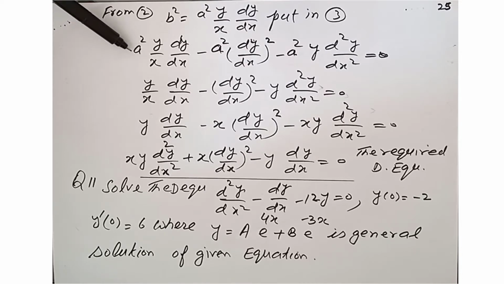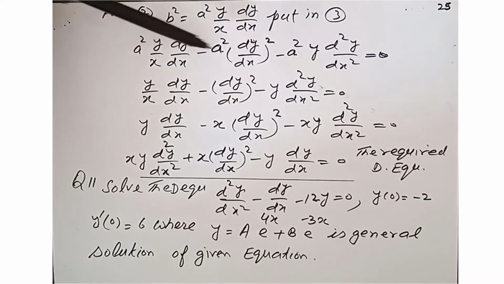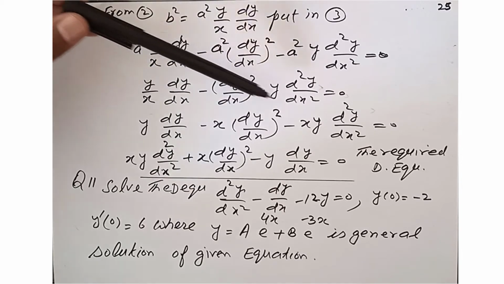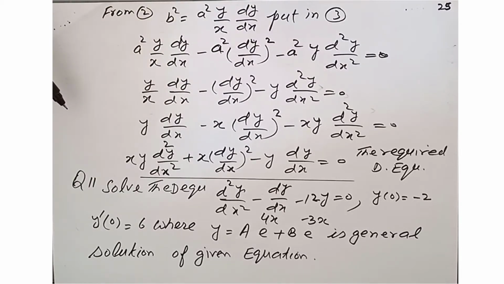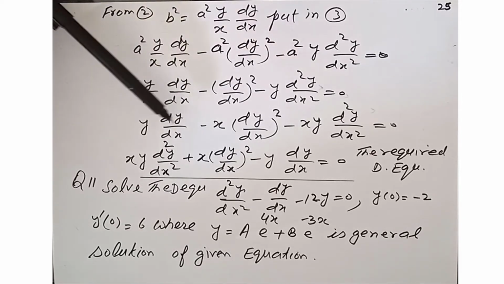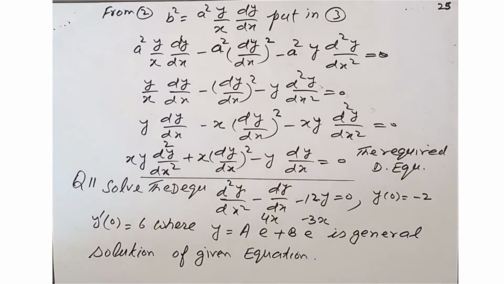Now dividing this equation by a square, the a square will be eliminated. We have y by x dy by dx minus dy by dx whole square minus y into d2y by dx square equal to 0. Now multiply this equation by x. We have y dy by dx minus x dy by dx whole square minus xy d2y by dx square equal to 0. Now arranging this equation, we have xy d2y by dx square plus x dy by dx whole square minus y dy by dx equal to 0, the required differential equation.